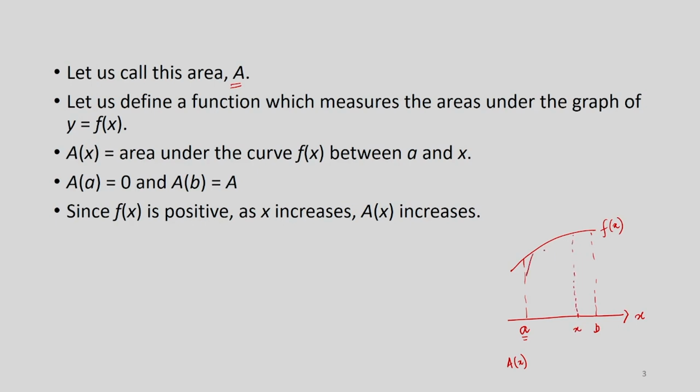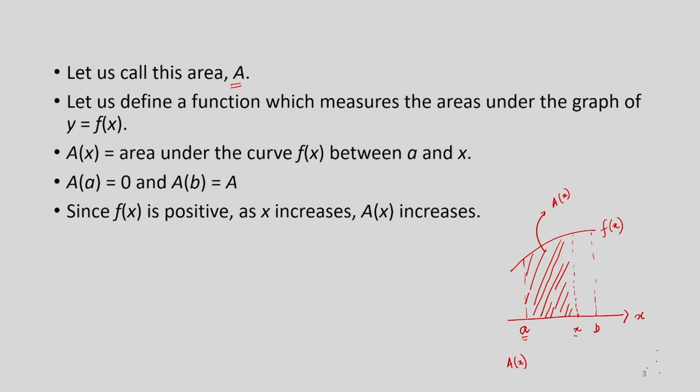So, this area, let me shade this area to demarcate it. This shaded area, we are calling it as A of x. Okay. So, that is what I have written here. A of x is the area under f of x between a, where a is one point, and x, where x is another point, and obviously x is greater than a.